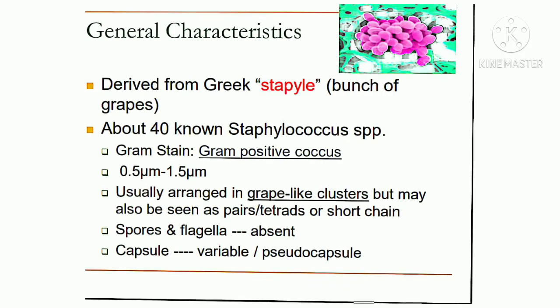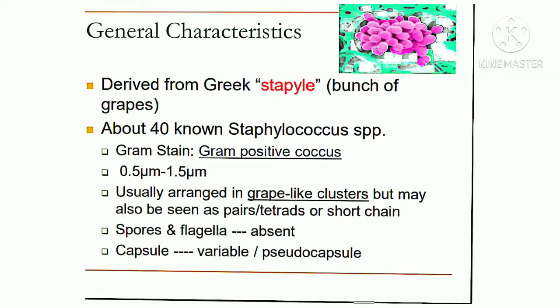The word staphyle is derived from the Greek word which means bunch of grapes, and there are 40 known species of the staphylococci. With the gram staining technique, they give gram-positive reactions, and they range from 0.5 micrometer to 1.5 micrometer, and are usually in the form of clusters, pairs, tetrads, or short chains.